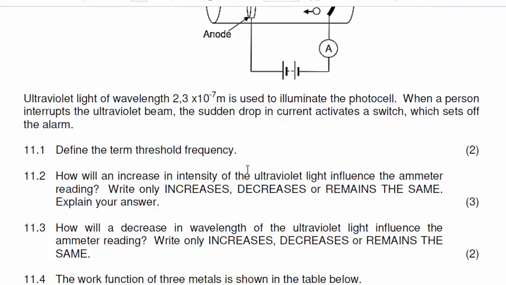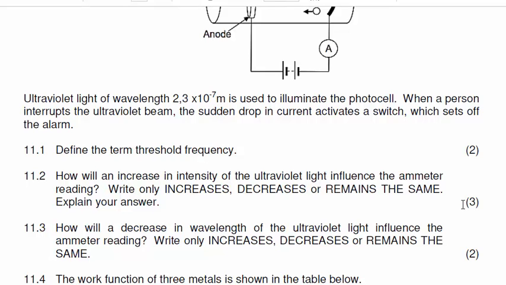Define the term threshold frequency. So that's the minimum amount of frequency needed to eject an electron from a certain material, metal. How will an increase in the intensity of the ultraviolet light influence the ammeter reading? It will increase the ammeter reading. Explain your answer. Well, an increase in the intensity increases the number of photons hitting the metal surface per unit area, increasing the number of electrons being emitted every second, which increases the current.